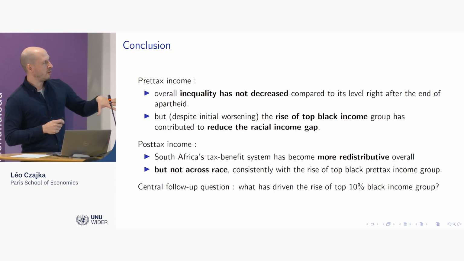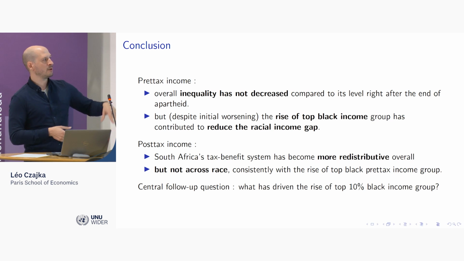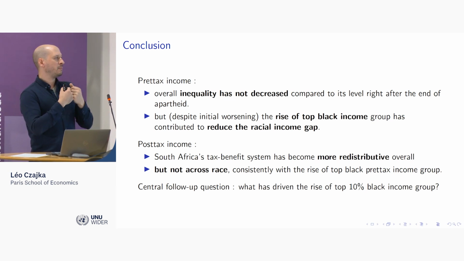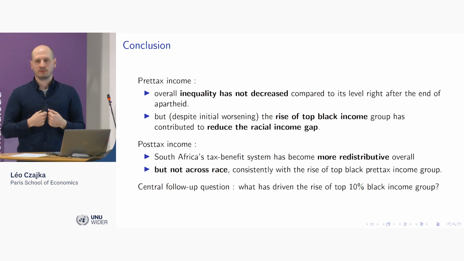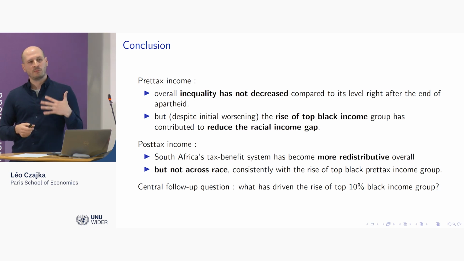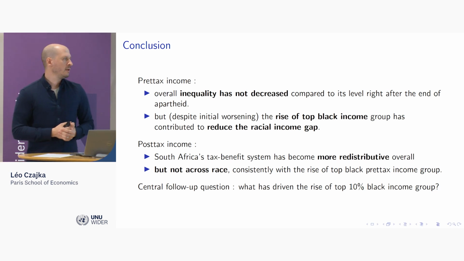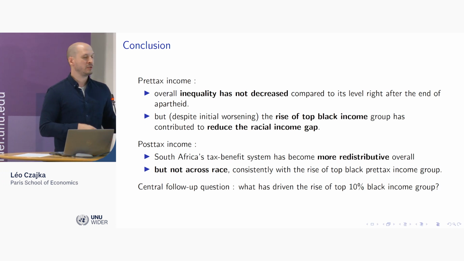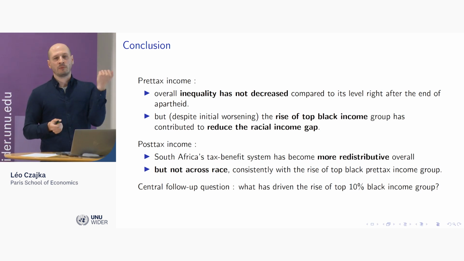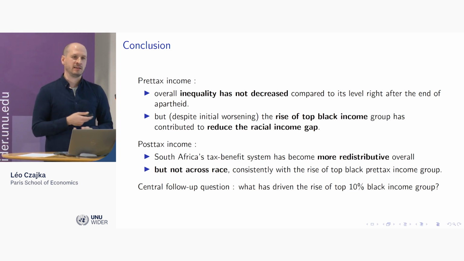So overall, inequality has not decreased compared to its levels since the end of apartheid. But the racial income gap has decreased thanks to the rise of the top black income group. And post-tax, the entire system has become more redistributive overall, especially thanks to transfers, but not across race. In particular because top black income groups are now paying more taxes than they used to.